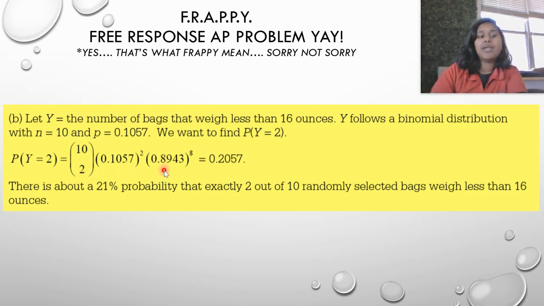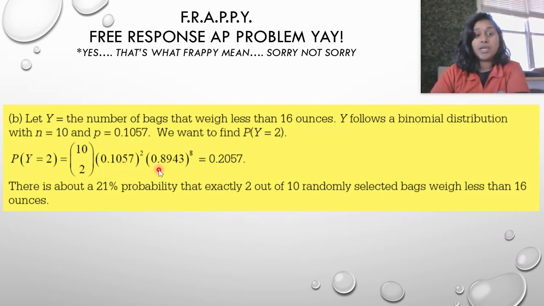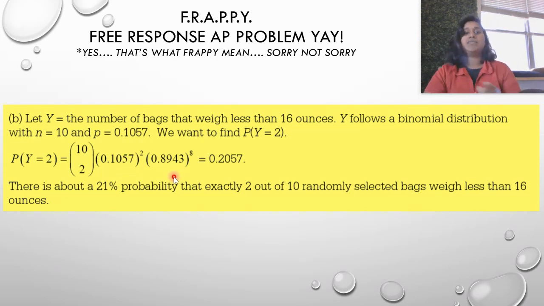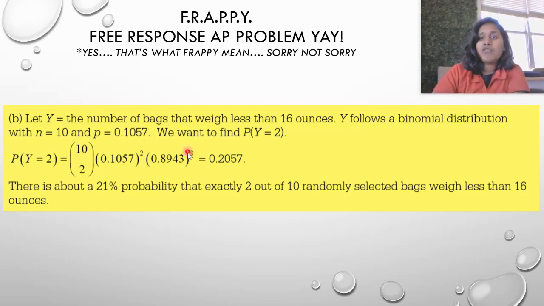Well, where did I get 0.8943? I subtracted this from 1. You literally take the opposite. So your success is 0.1057, so you take 1 minus 0.1057, and you get 0.8943, or the probability of your failure, the probability of getting 16 and higher, or really greater than 16, right? And I raise it to the number of failures, which would be 8. Multiply all that out, and you get 0.2057.